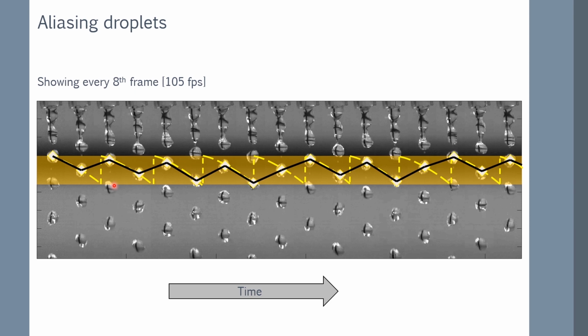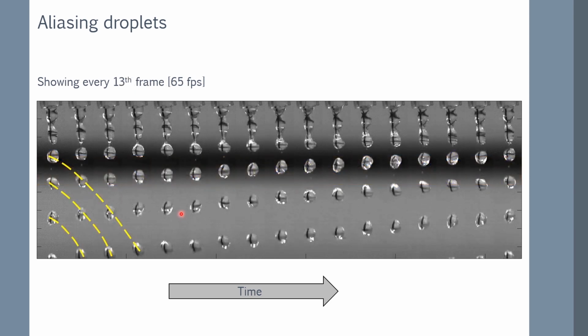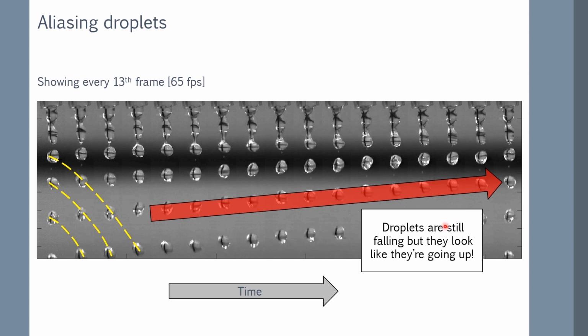Okay, so this is what happens if we decimate the frames of this capture even further, and now we show every 13th frame. You can see here that the true trajectory of the droplets is still downwards. The parabola looks like it's falling faster, but that's just the effect of showing a larger delta t between the frames. So this looks like it's falling faster to us, but you can already have a sense that this is weird. It looks like the droplets are actually moving upwards. They're still falling, but they look like they're going up.